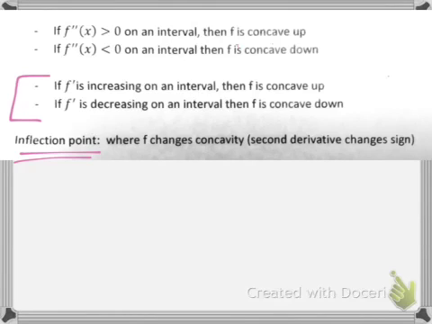Now an inflection point is where f changes from being one to the other. Okay, from being concave up to concave down. So changes sign, meaning what? The second derivative must equal 0. Okay, so an inflection point where the original changes.